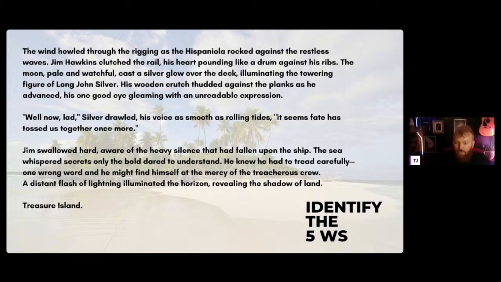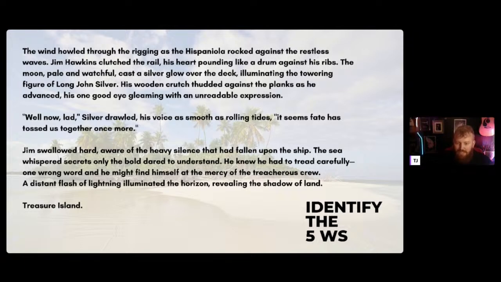The wind howled through the rigging as the Hispaniola rocked against the restless waves. Jim Hawkins clutched the rail, his heart pounding like a drum against his ribs. The moon, pale and watchful, cast a silver glow over the deck, illuminating the towering figure of Long John Silver. His wooden crutch thudded against the planks as he advanced, his one good eye gleaming with an unreadable expression. "Well now, lad," Silver drawled, his voice as smooth as rolling tides. "It seems fate has tossed us together once more."